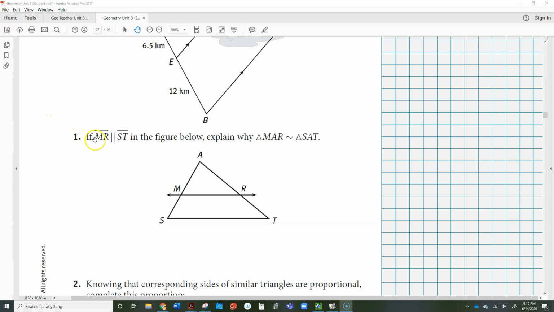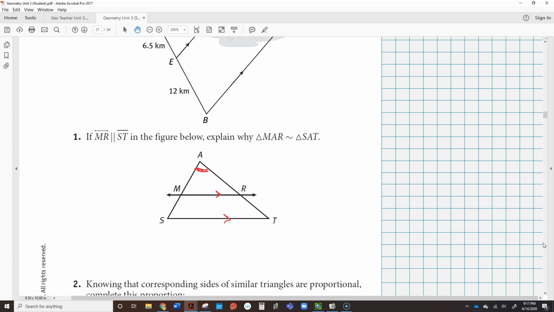So in this problem, it says we know that MR right here is parallel to ST. Knowing that these two are parallel is going to help me come up with another pair of angles. We've got the pair of angles up here because this is two triangles nestled inside one another. We've got the little triangle and the big triangle. So angle A is the same for each triangle, so that's why we have a pair of angles right there by the reflexive property.